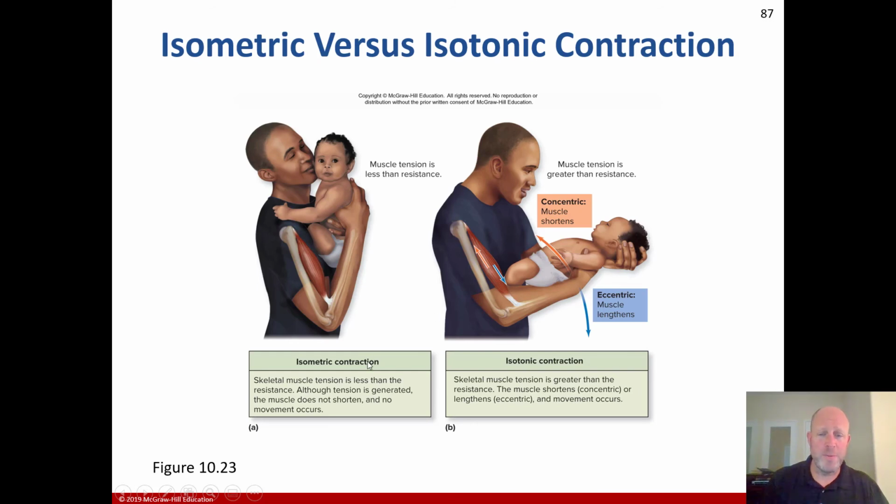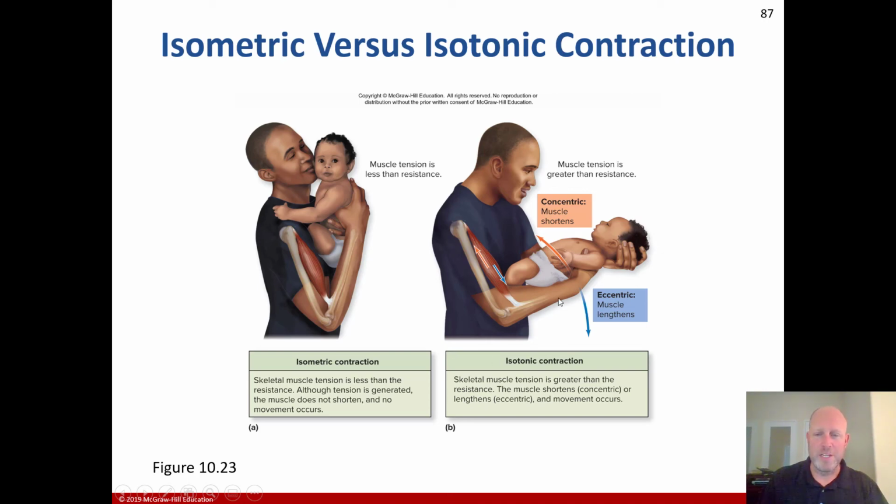Showing here isometric versus isotonic. Muscle tension is less than resistance, basically able to hold in place here, whereas greater than resistance, you're actually going concentric, you're able to shorten as you bring that baby up, and of course you're able to lower the baby under control, hopefully. Isotonic contraction is your eccentric there, right?